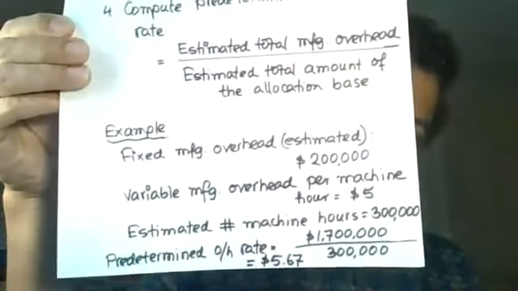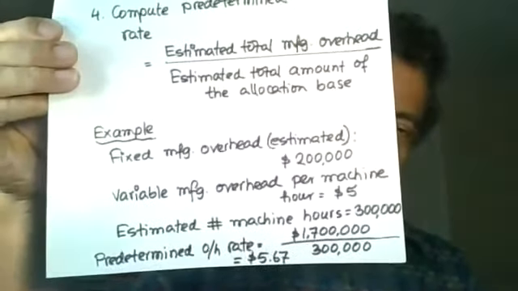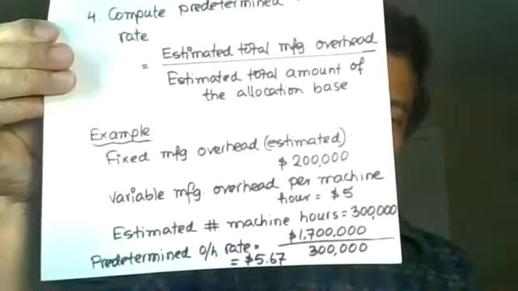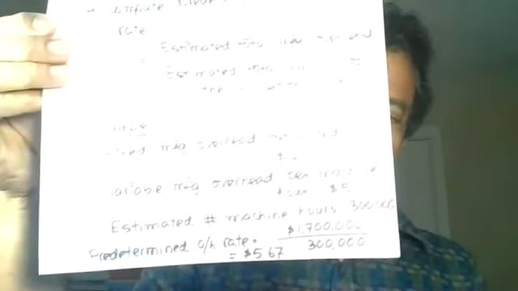predetermined hourly rate. So what do you have here? $200,000 is the fixed manufacturing overhead plus $300,000 times $5. $5 is the hourly rate. So 5 times 300 is 1,500 plus 200 makes it 1,700. 1,700,000 divided by $300,000 is $5.67. So this is how we estimate the predetermined manufacturing overhead.